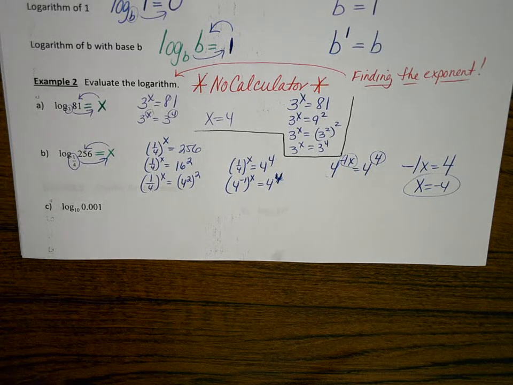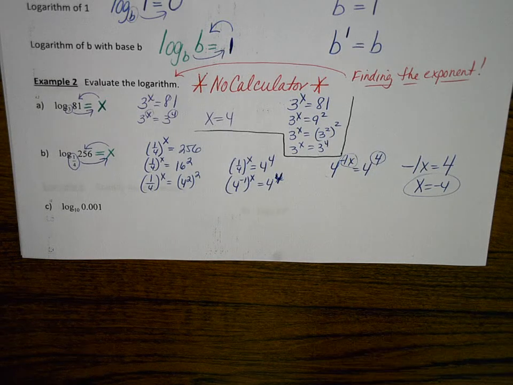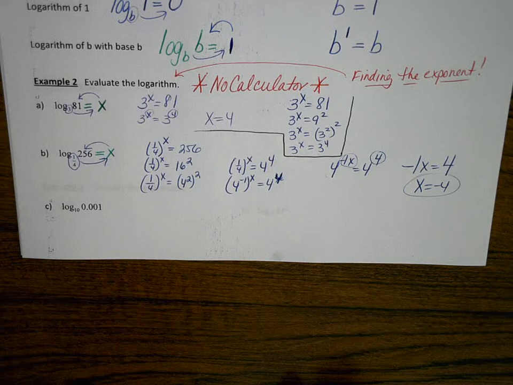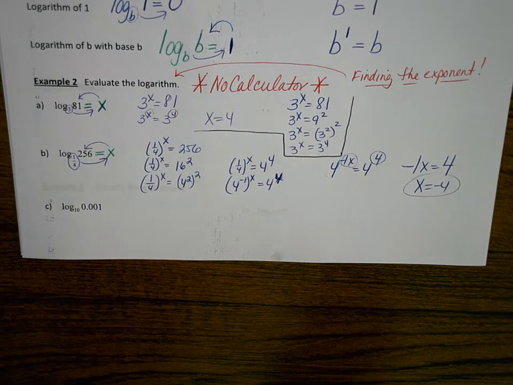So in other words, can we check this? You bet I can. Take 1/4 to the negative 4 power really quickly. Take 1/4 to the negative 4 power. Yes, it's 256. Remember, when you're finding a logarithm, you're finding an exponent. It's important to understand that.